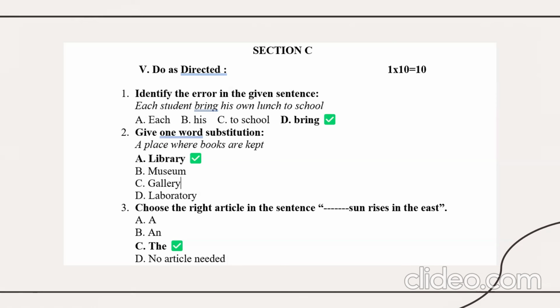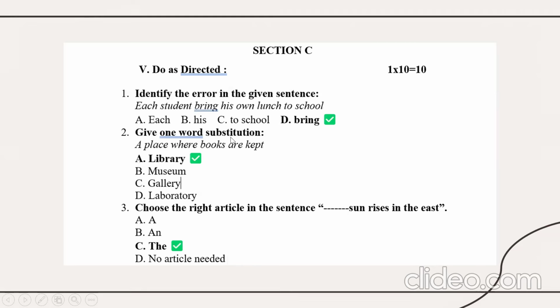Okay, so let's see the very first question here. Identify the error in the given sentence. Look here: Each student bring his own lunch to school. So what is the error here? The error is here, bring. Why? It should be brings. Each, every, everyone, someone, somebody, no one, nobody, these head words take the simple present tense with brings.